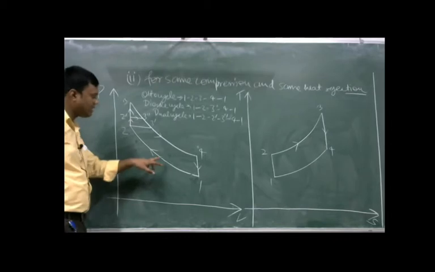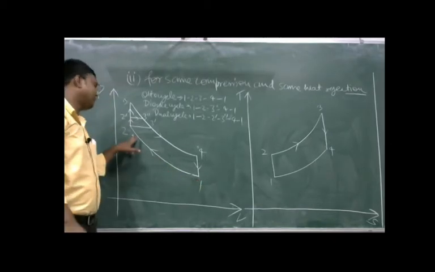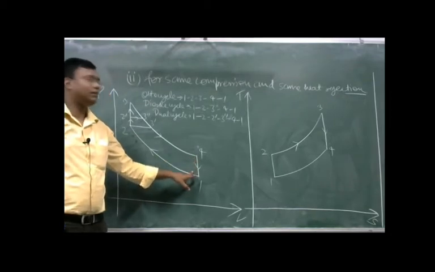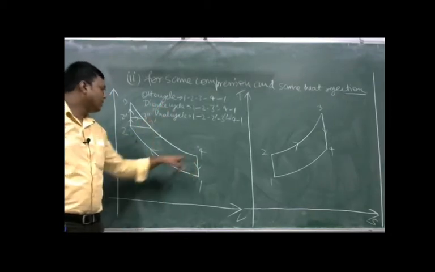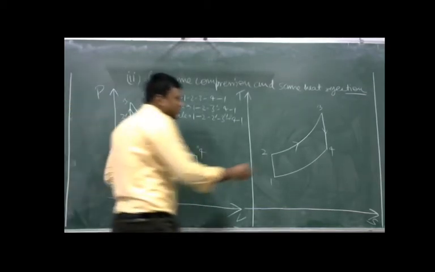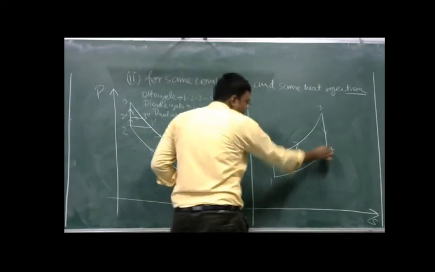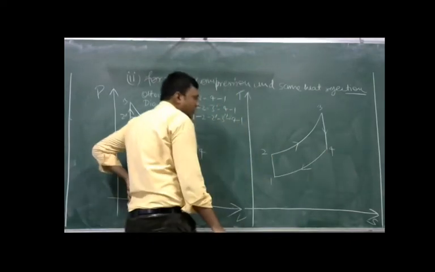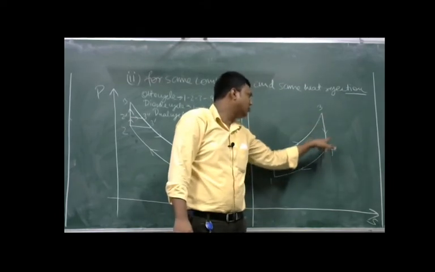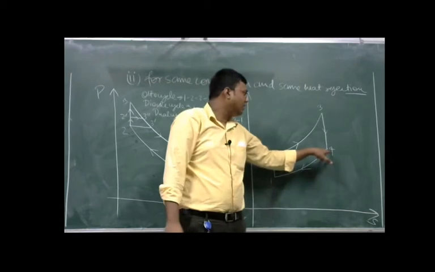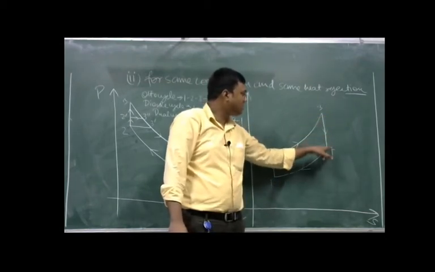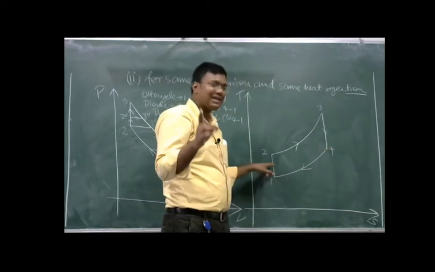Now here you can say, as I said, that from 1 to 2 is same compression ratio, but 4 to 1 is also same for all the three cycles: Otto cycle, diesel cycle and dual cycle. So 4 to 1 we have to keep same on the TS diagram also. So 4 to 1 means from here to here this curve will be same for all the three cycles. So we have to pass through this line only to keep 4 to 1 same.